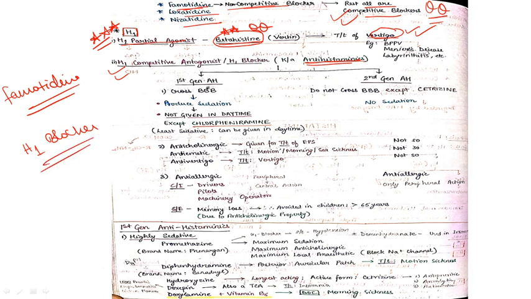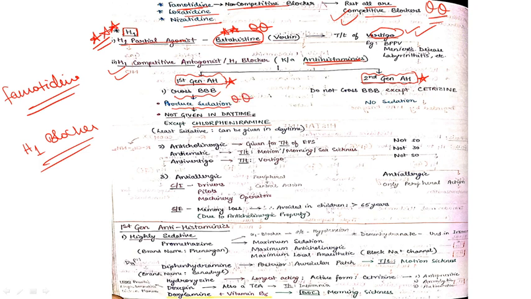Now coming to the drugs. These drugs are categorized into two groups: first generation antihistaminic, and the second group is second generation antihistaminic. The first generation antihistaminic will cross your blood-brain barrier. So it will produce sedation. Mind it, because it crosses the blood-brain barrier, it will produce sedation.